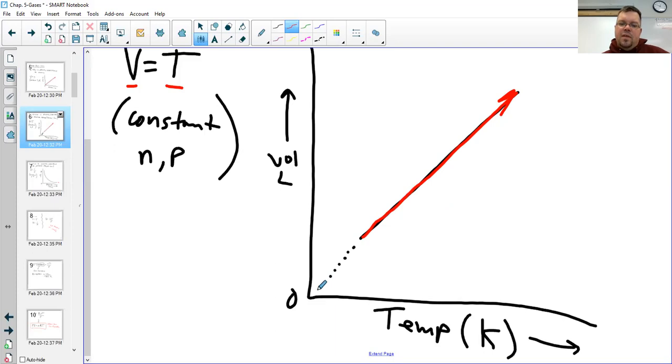Now you'll see the dots here that I have. The reason why this line is not completely solid is because, and we're going to talk more about this later.